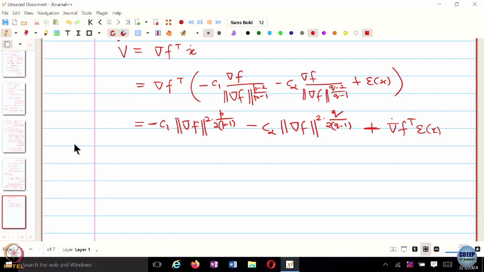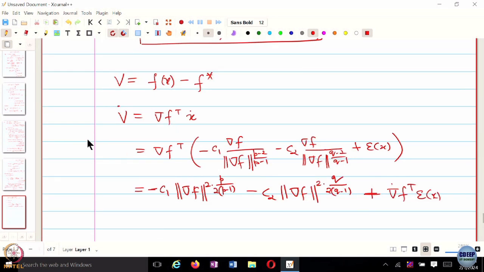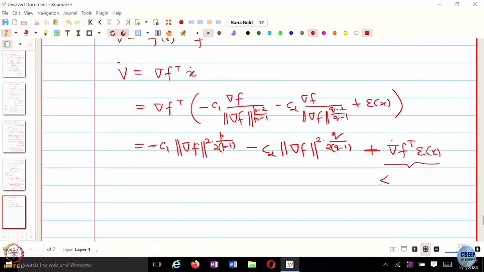So how do we eliminate epsilon from here? Using this thing, right? But we only have a constraint on the norm of epsilon. So for that you can use Cauchy-Schwarz here, right? Because this thing is going to be less than or equal to norm of this times norm of this, using Cauchy-Schwarz, right? Is this clear?